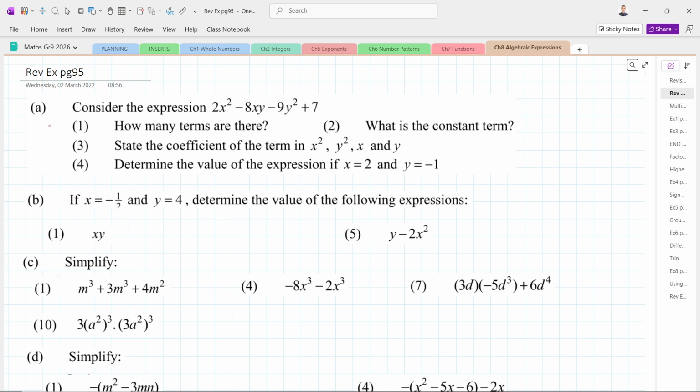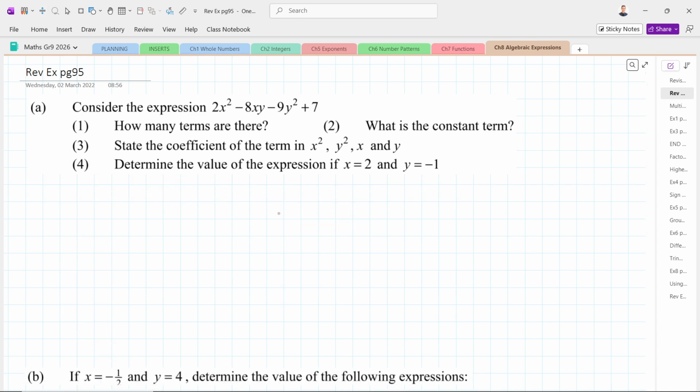So, consider the following expression. 2x squared minus 8xy minus 9y squared plus 7. How many terms are there in this expression? Okay, well, number 1. It's always going to be a case of looking at your pluses and minuses. They split the terms. So there is my split in my terms. There are 4 terms.